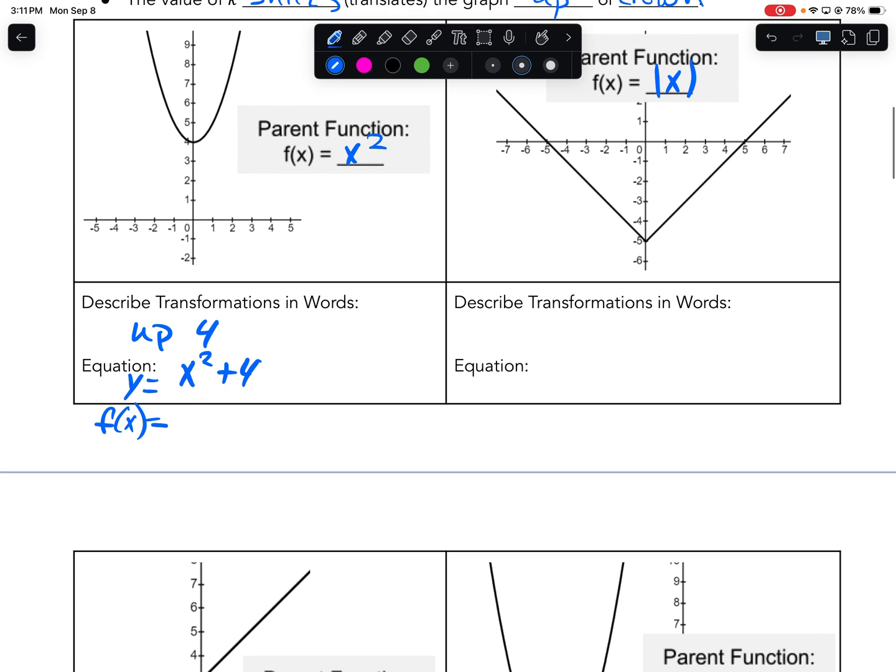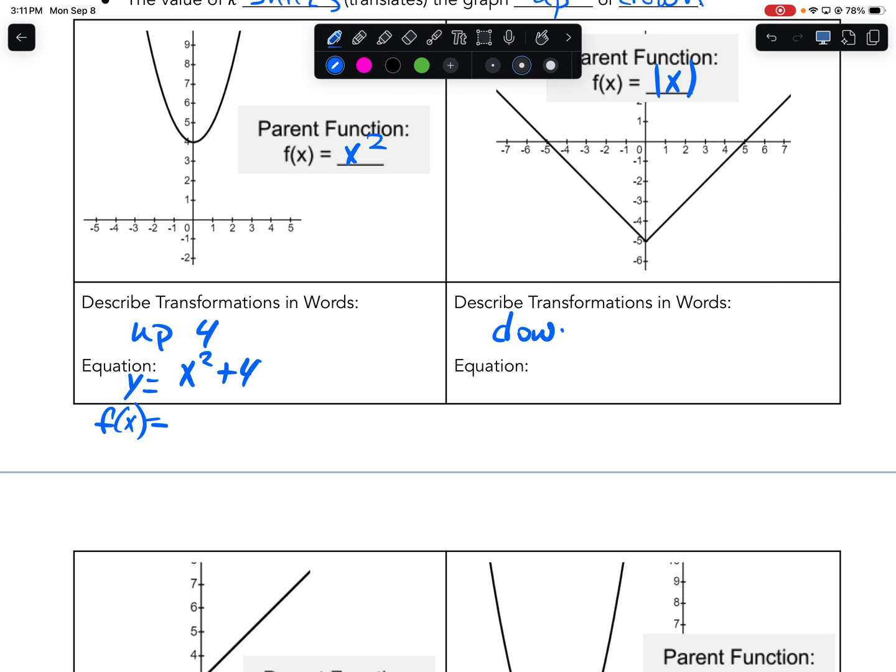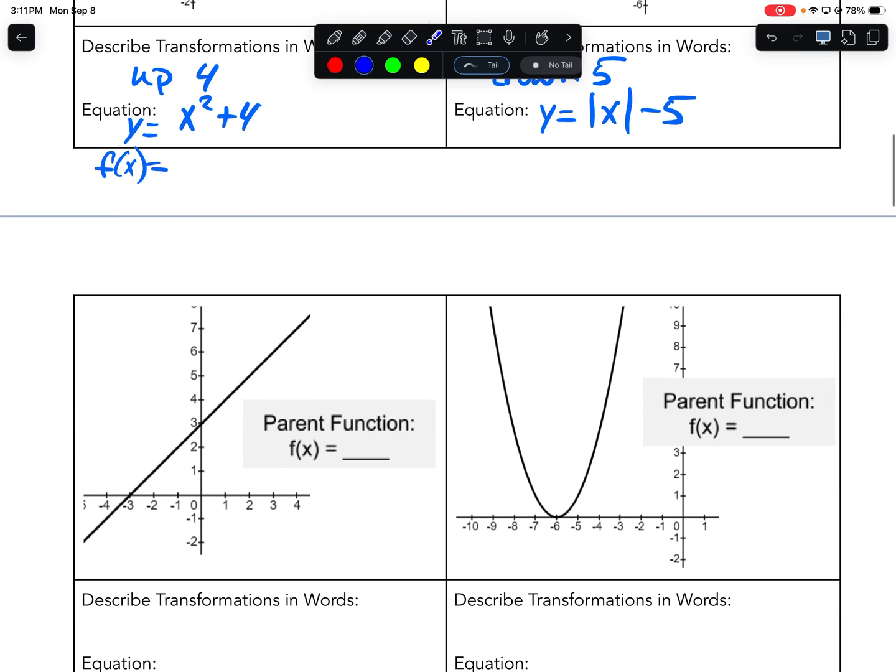Where did the second graph move? Down 5. Down 5, right? That's how we describe it. Easy peasy. And then that equation would be y equals absolute value of x minus 5. So those are the vertical translations, up and down. It's always after the function. The changes come after the function. When it goes left and right, then it's inside with the x squared, like parentheses with minus or plus 4.